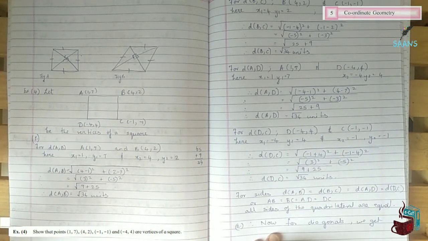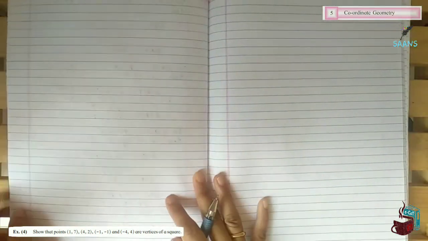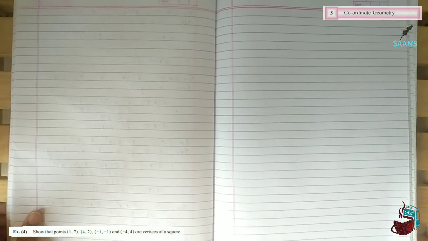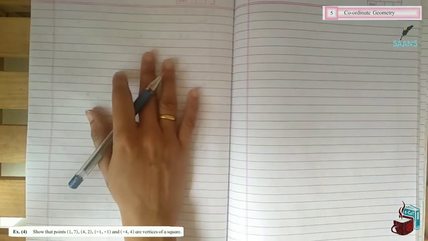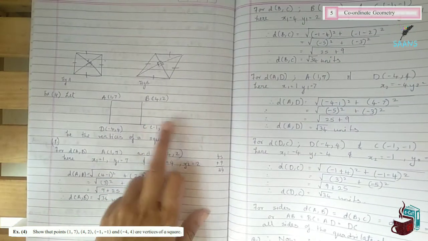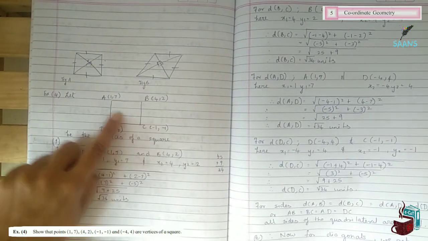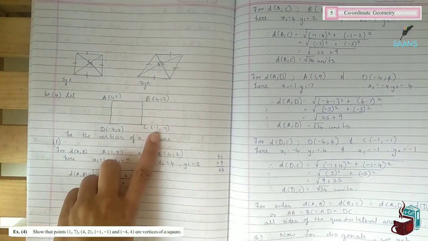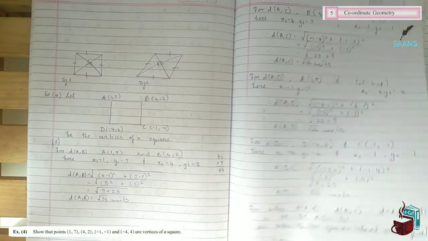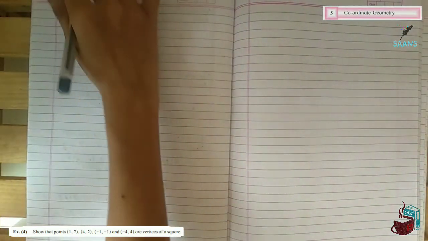Now we'll go for the diagonals. Let's see what we'll do for the diagonals. The diagonals will be diagonal AC and BD. If you want you can draw this figure here. So we will have AC. A is 1 comma 7, C is minus 1 comma minus 1.